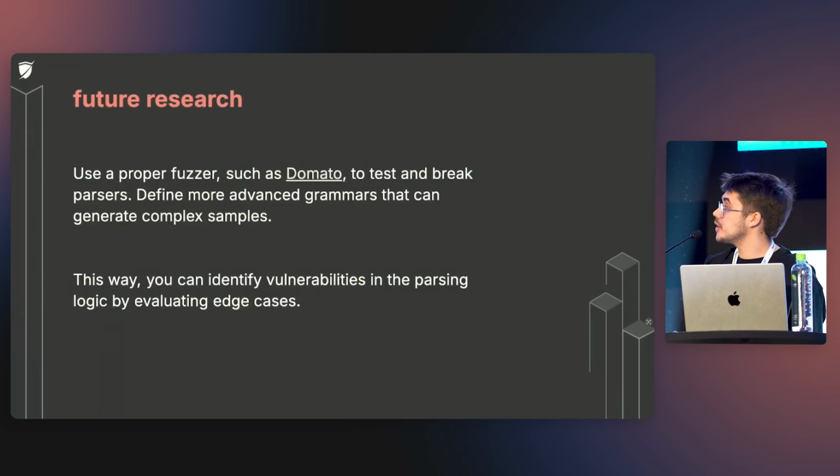And the last one, you can use a proper fuzzer like Domato, which is written by the Google Project Zero team. You can define more advanced grammars with Domato that can generate more complex samples. And this way you can identify vulnerabilities in the parsing logic because you can evaluate the edge cases.